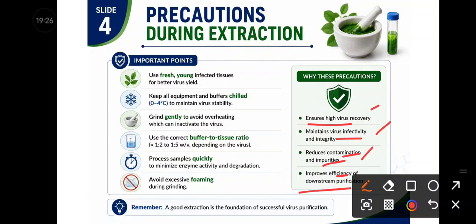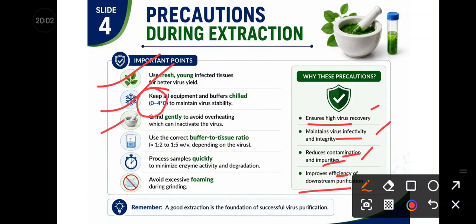So what are the precautions you should keep in mind? Firstly, the use of fresh young infected tissue. This is the basic thing. Whenever you are doing any extraction process, the sample should be fresh young infected tissue for getting a better virus yield. Then keep the equipment as well as the buffer in a chilled environment, that is 0 to 4 degrees. This is the most important step.